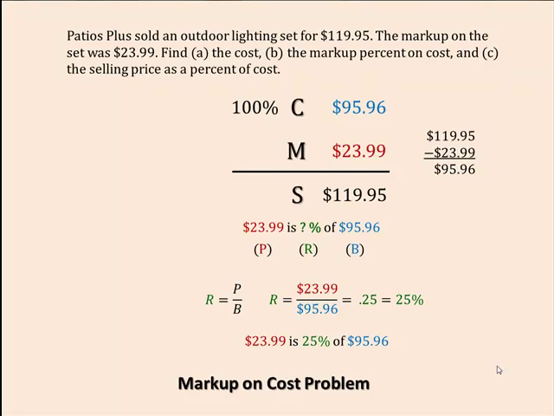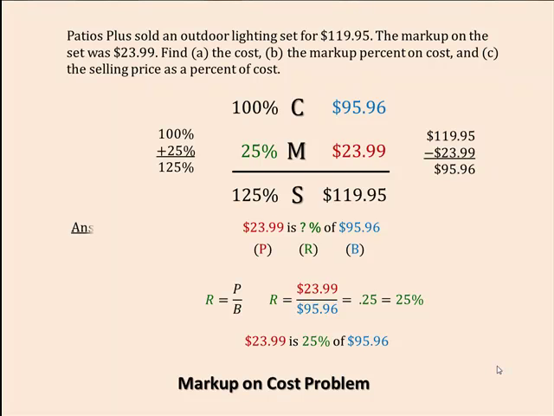So now we can restate that question into a statement, and we can say that $23.99 is 25% of $95.96. Let's go ahead and fill in 25% next to the markup, because now we know that that's 25%. Now looking at this, we can see that 100 plus the 25% gives us our total sales percentage of 125%. And now we have all 6 elements filled in.